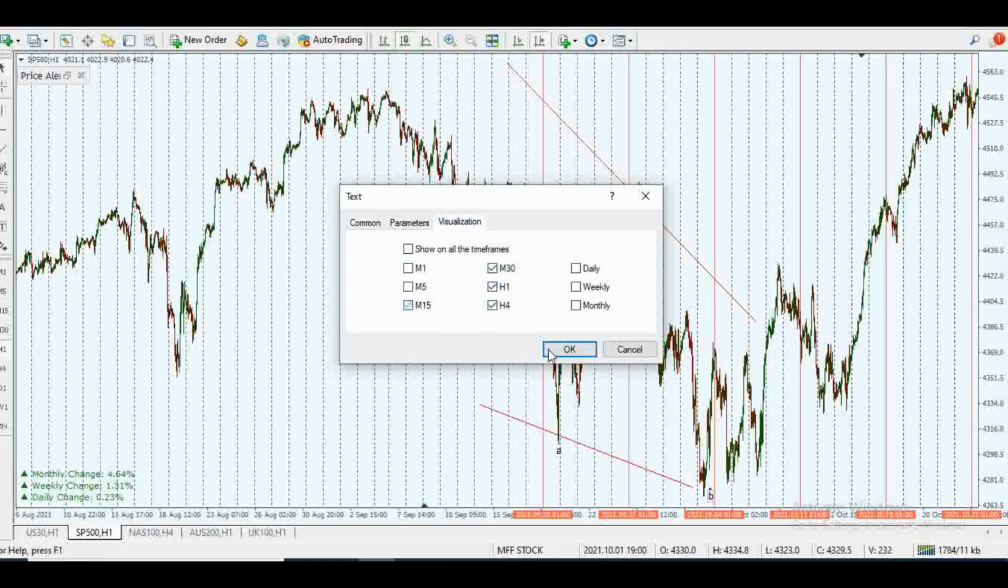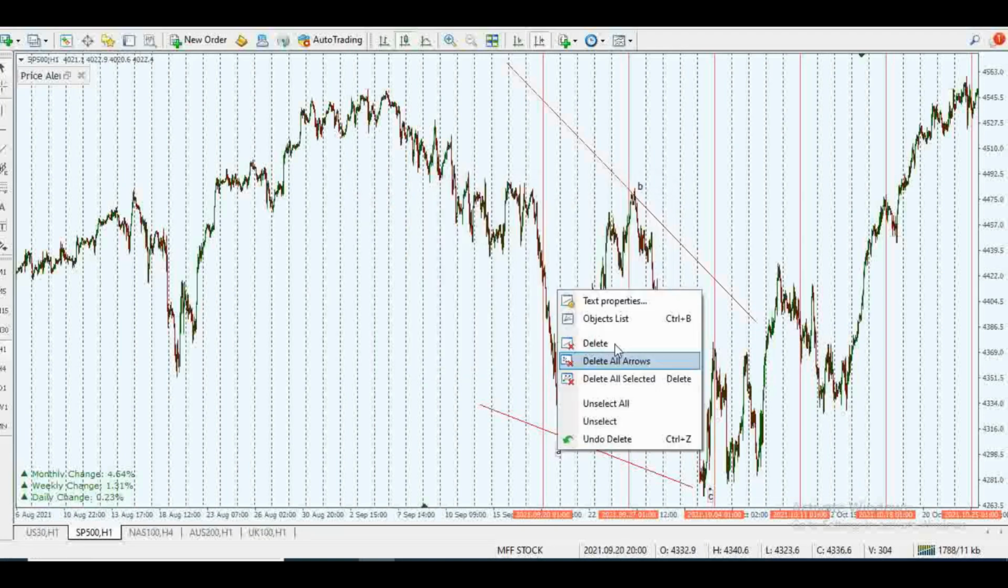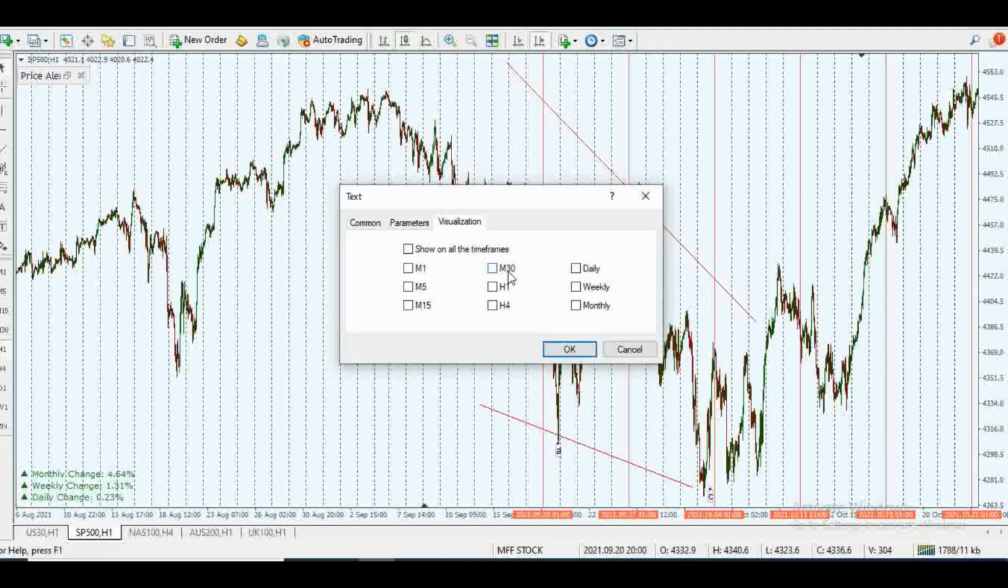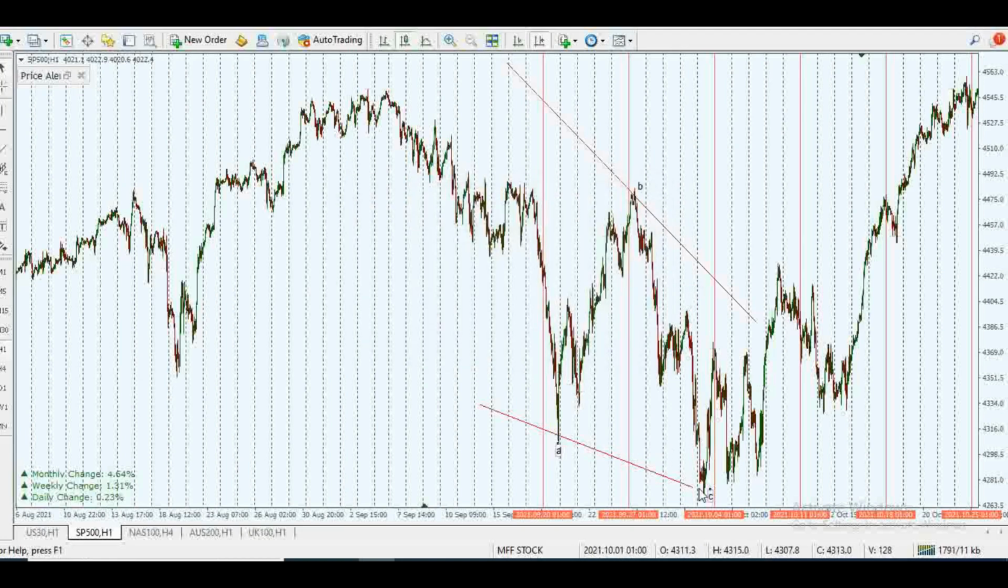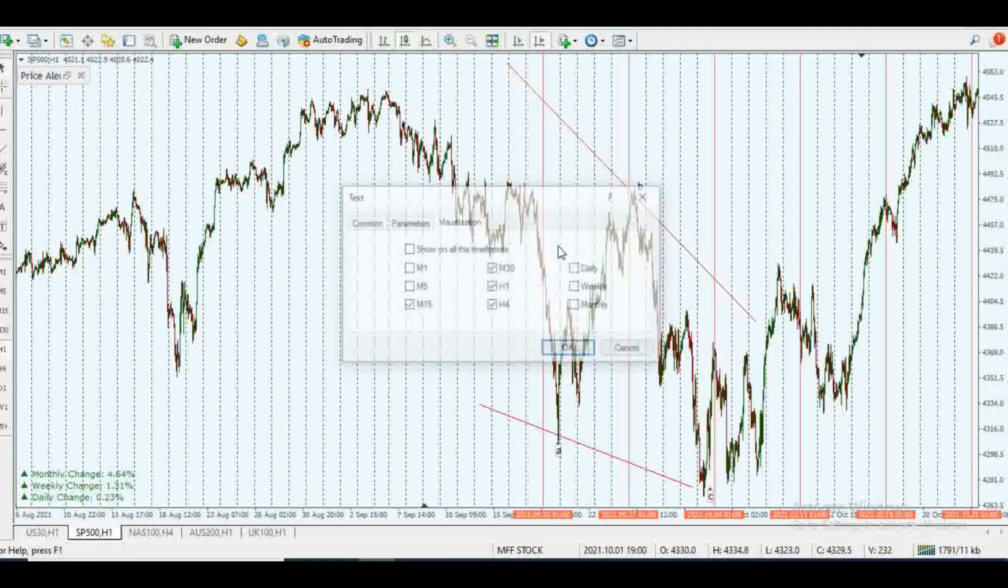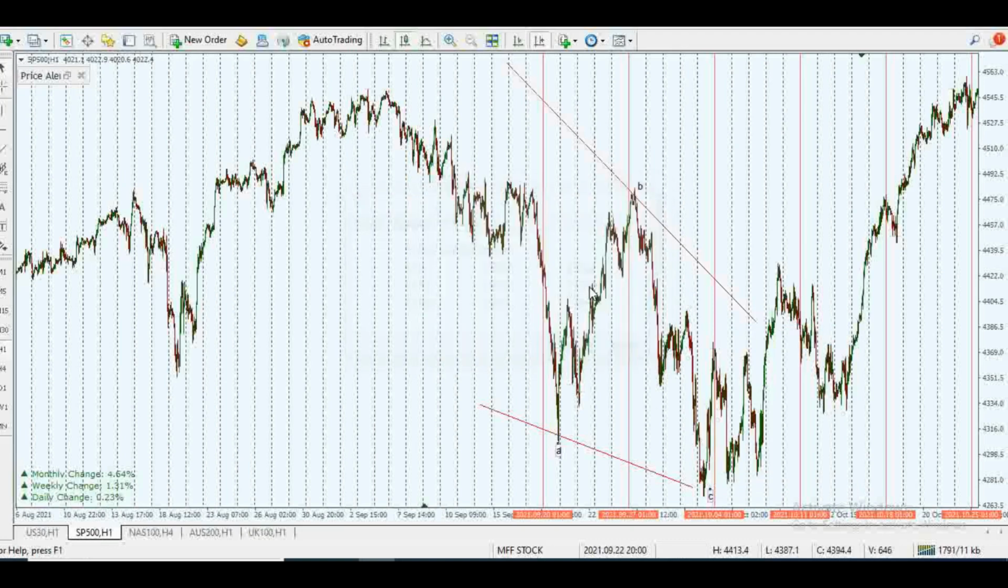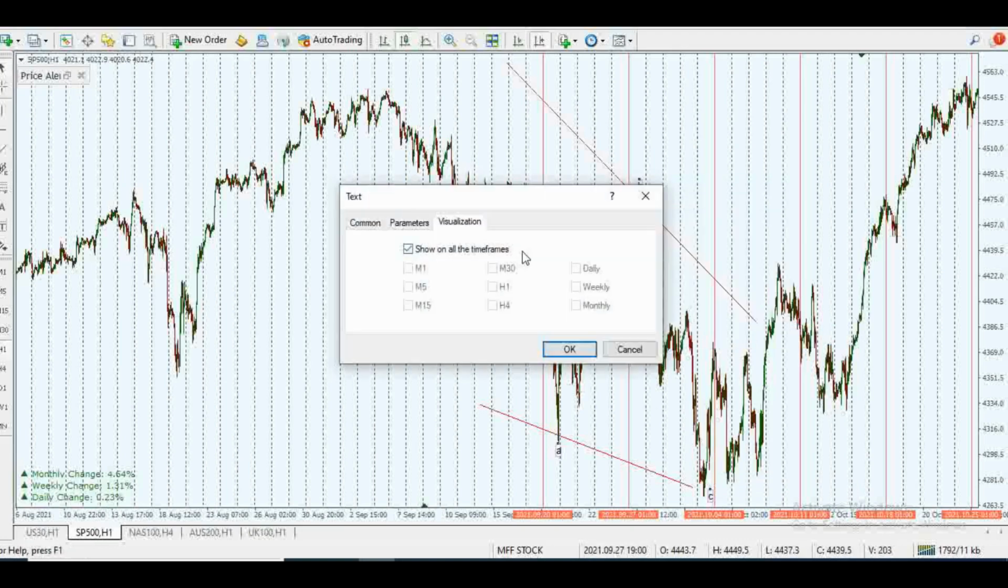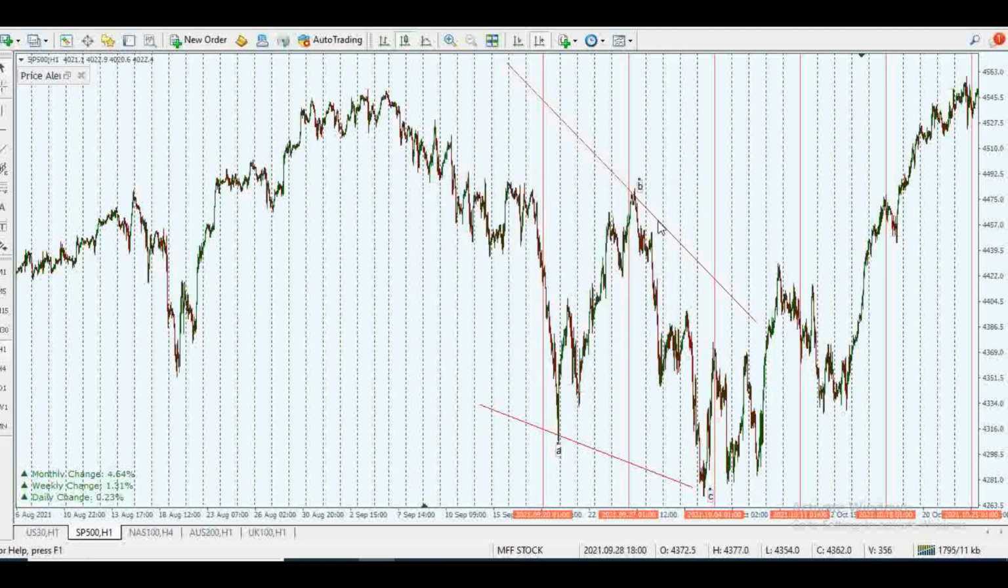Let me restrict this to the 4 hourlies alone. I don't want to see this on the daily, and I don't want to see it on the weekly, because on the weekly it's going to be too noisy. So let me just restrict this to these time frames alone.